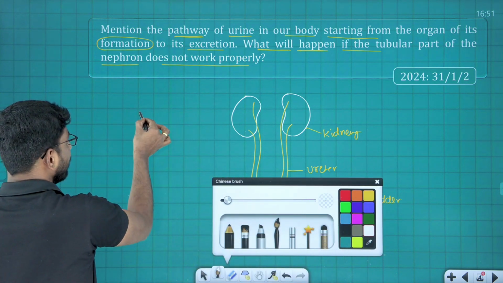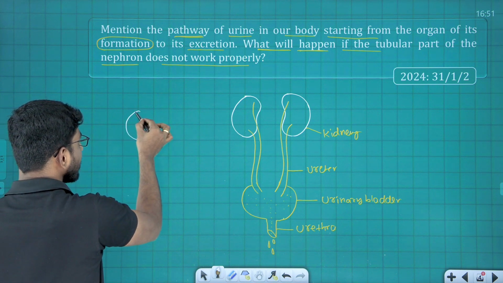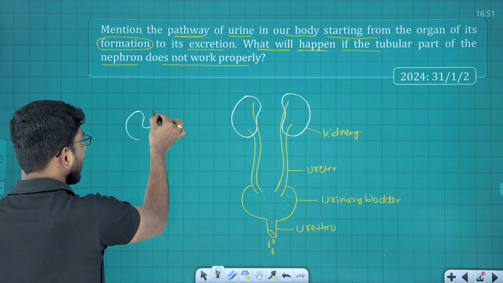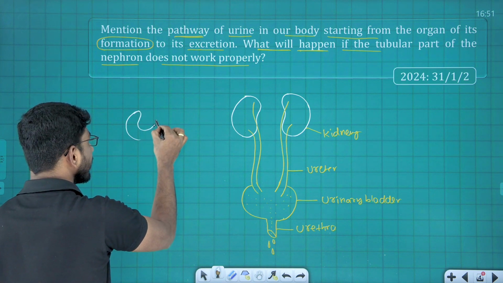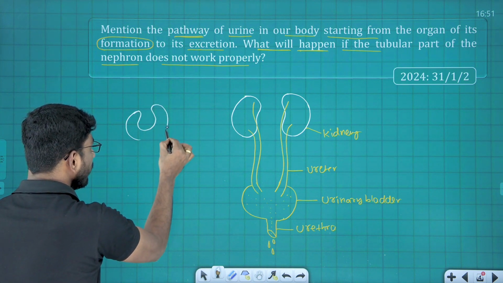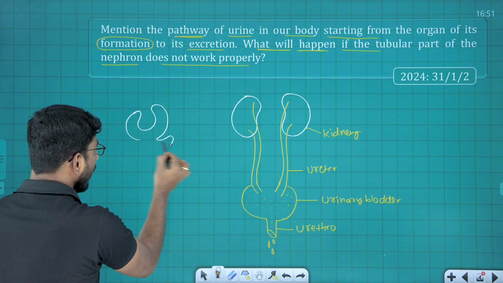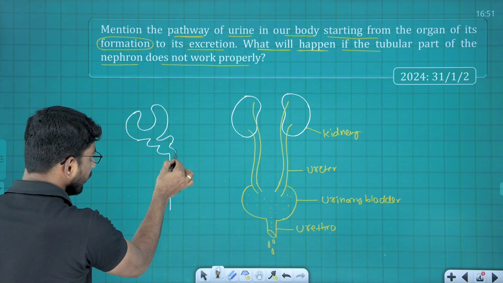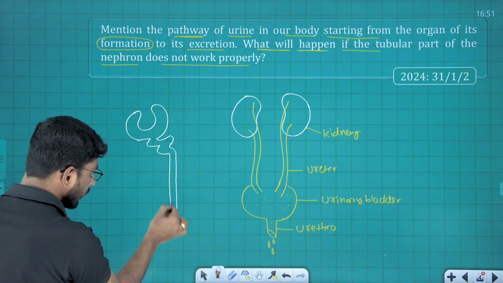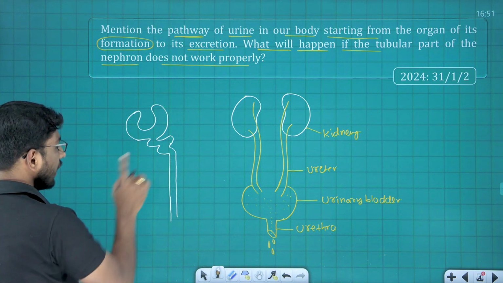Look at here. This is the Bowman's capsule. The cup-like structure is called, tell me, Bowman's capsule. Into this Bowman's capsule, the blood vessels enter. Look at it. This is a Bowman's capsule. Bowman's capsule opens into a highly twisted tube-like structure. This is called PCT. PCT opens into the descending limb. Look at it. This is a descending limb. Right?